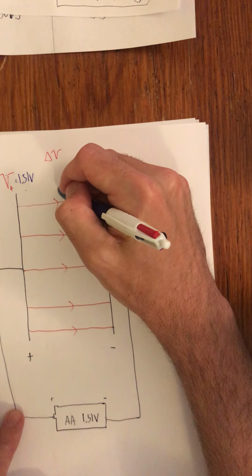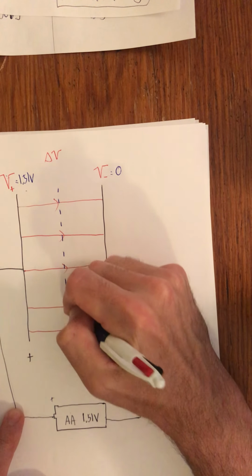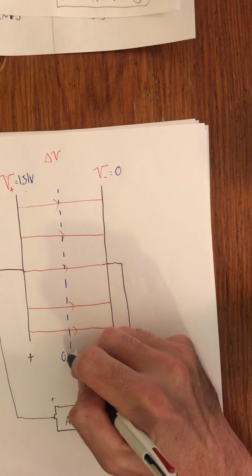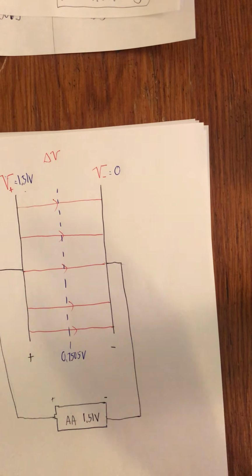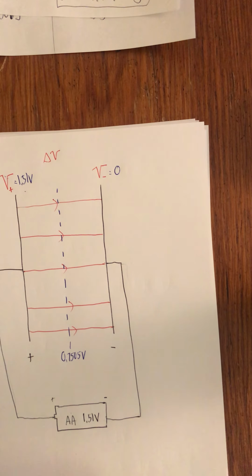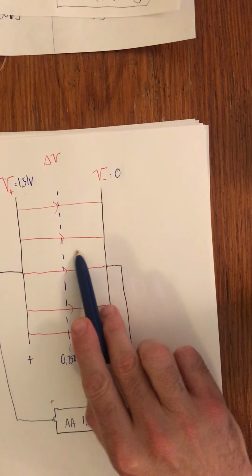What do you think would be the potential at some point that's halfway between those two? Well, hopefully what you said is 0.7505 volts, which is half of the difference there. Well, why is it exactly half? Well, that's because this field is uniform.